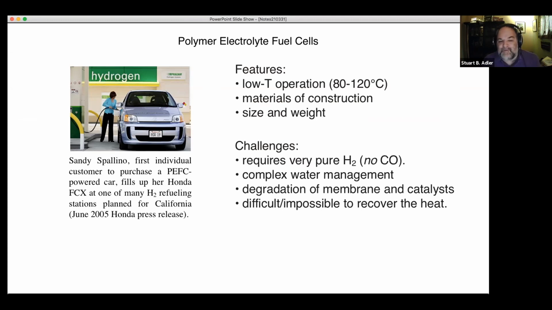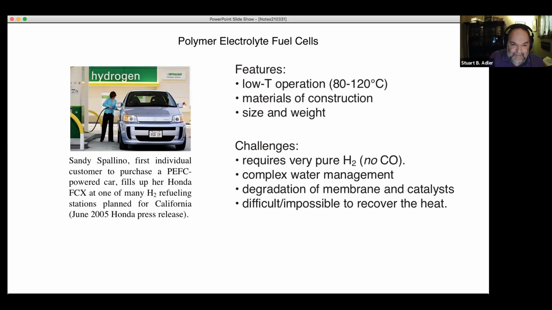If you are running a normal combustion process, you typically try to combust at very high temperatures so that the heat you generate has high quality and is easy to recover and convert into work. That's not really an option when you're generating the heat at low temperature, like 100 degrees. And so it's difficult or impossible to recover the heat. And in fact, it can become a liability.